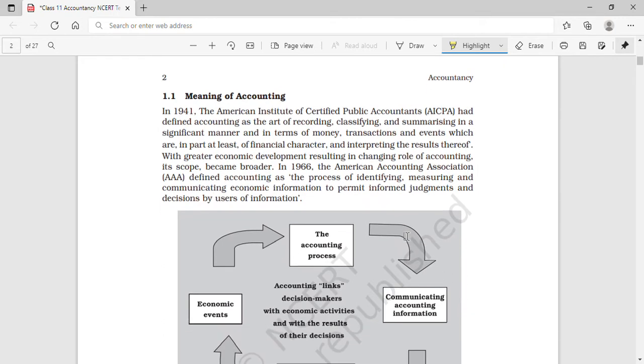Now, what is accounting? In accounting, it's basically the process of identifying, measuring, and communicating economic information to permit informed judgments and decisions by users of information. What they mean is that you have to prepare accounts in such a way that it will help the third person to find any kind of information which is required. How would you find any information? With proper systematic recording of the data.